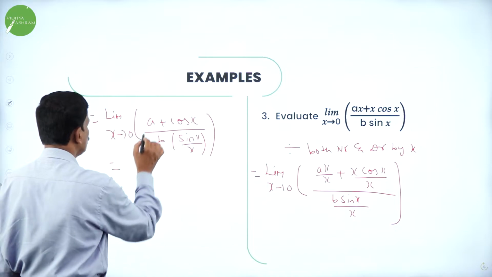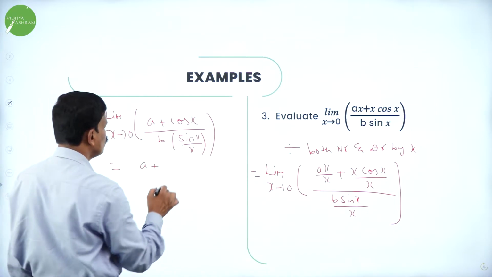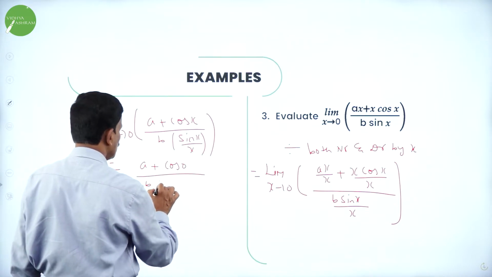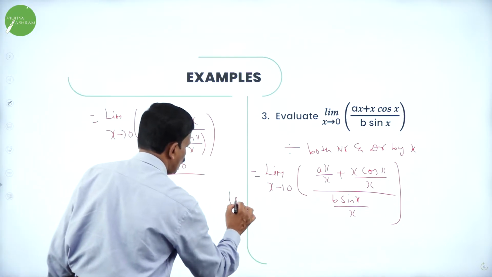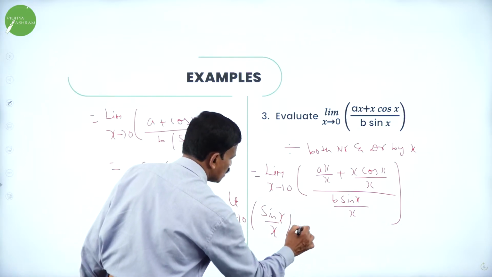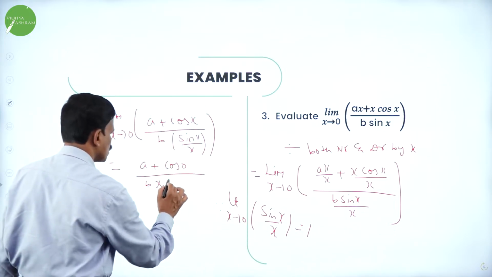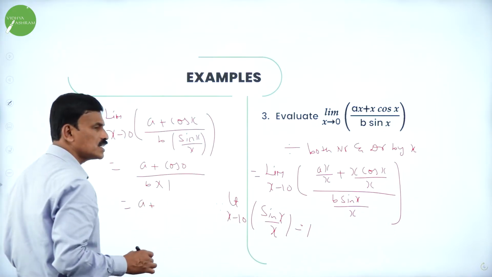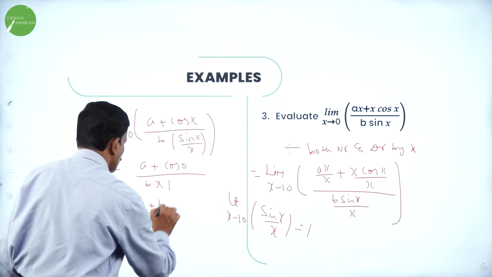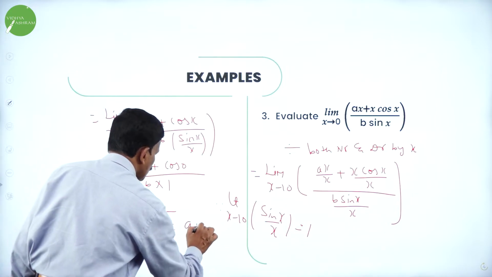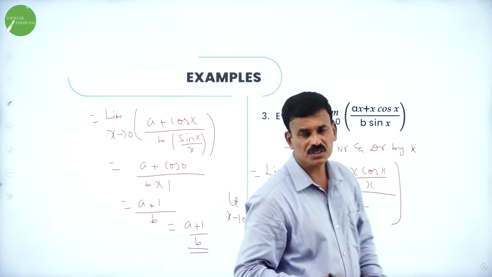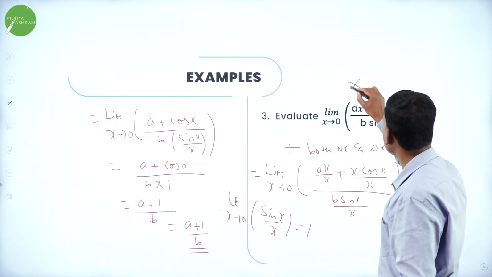Now if you apply the limit, put a as it is. What is cos x? Cos 0. Divided by b, which is a constant. We know this formula, limit x tends to 0 of sin x by x is always equal to 1. So this is equal to 1. A plus, what is cos 0? Since sin 0 is 0, cos 0 is 1, divided by b into 1 is b. So the simplified answer is a plus 1 divided by b. That's it. Very simple and very important problem indeed.